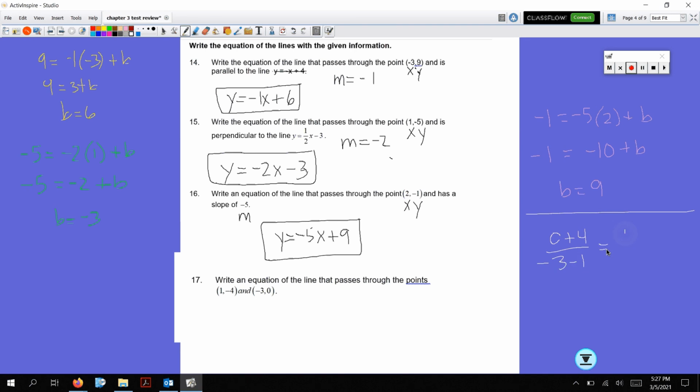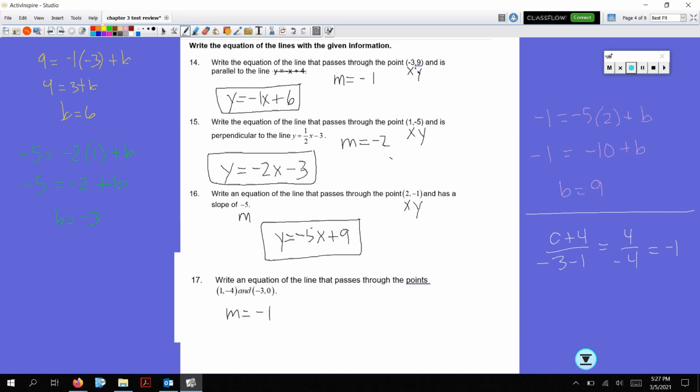0 plus 4 gives me 4. -3 minus 1 is -4. 4 over -4 is -1. So my slope, my m, is -1. Now at this point, you get to pick a point, no pun intended, to plug into y equals mx plus b so we can find our y-intercept.